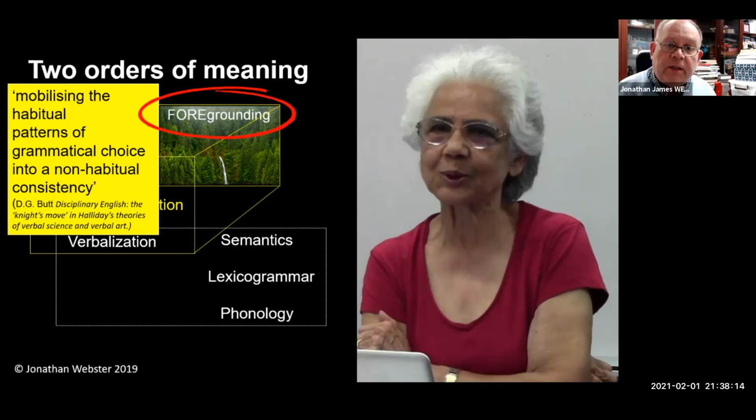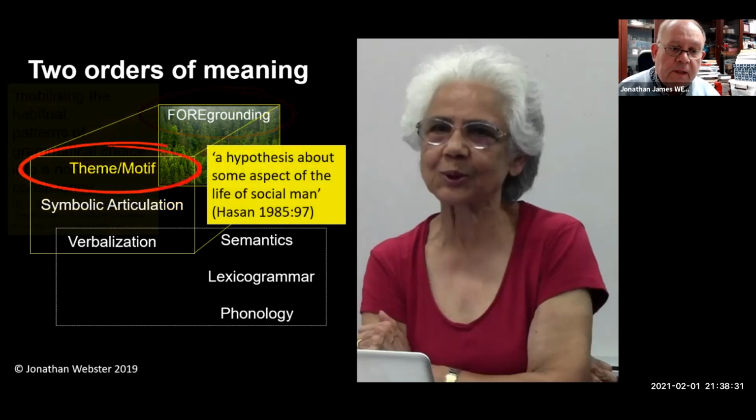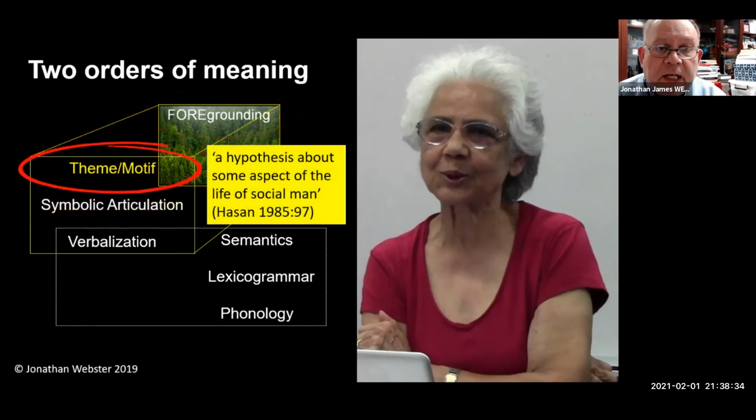It's foregrounded. What Hasan is saying is that what the artist does is that the artist creates patterns, which the artist then proceeds to break. And why? To be able to communicate a theme. Now, theme, not in the typical Hallidayan sense. No, this is more the literary sense. Not theme in the sense of what occurs first, all right? Put that out of your mind for just a moment. The motif.